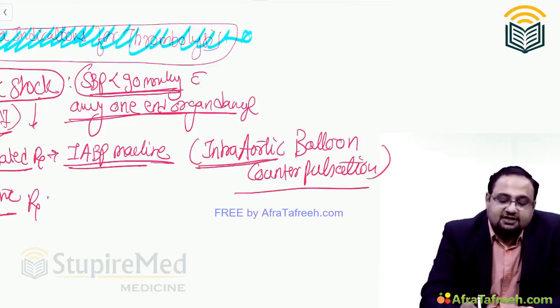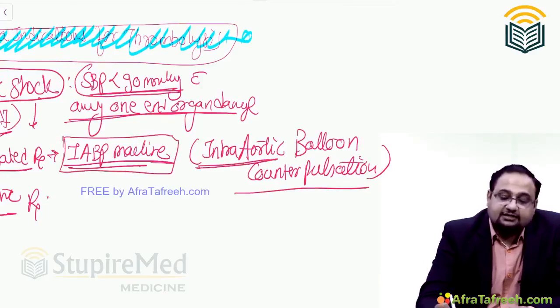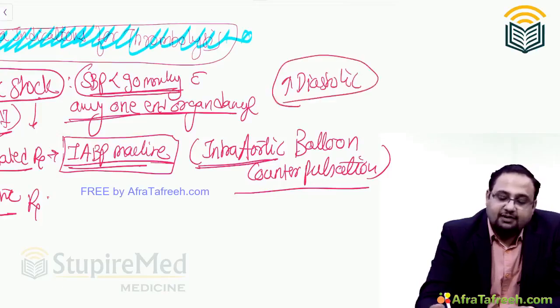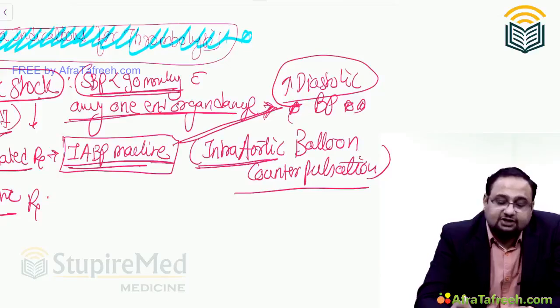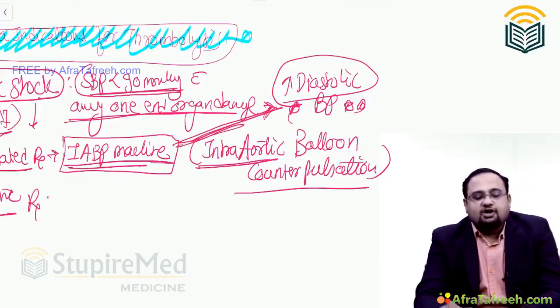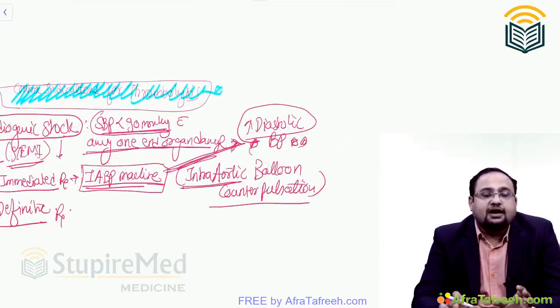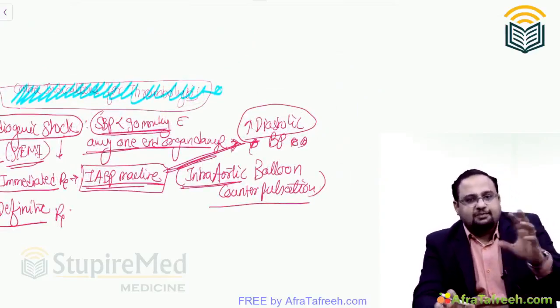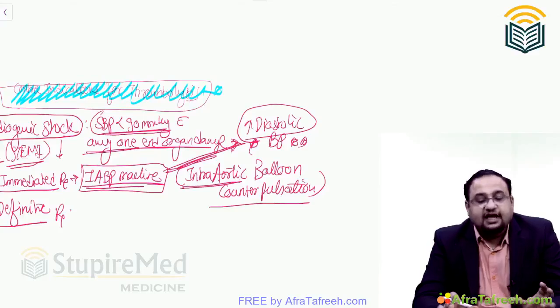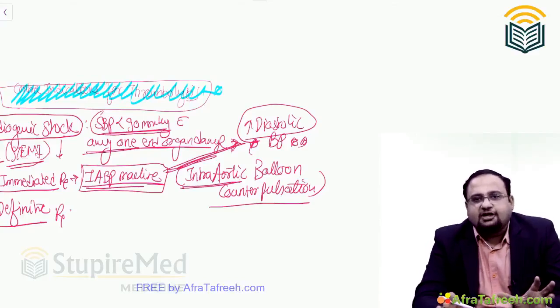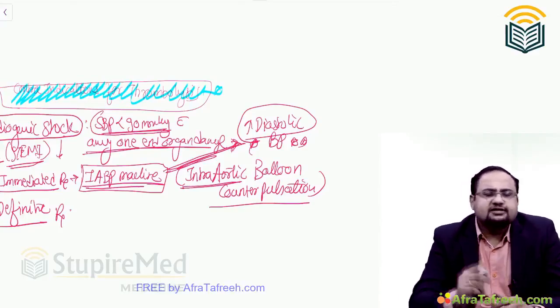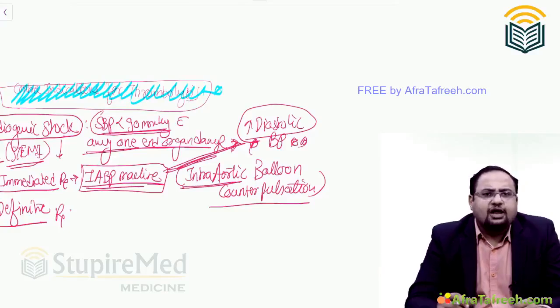It is one of the machines which will increase the diastolic blood pressure. How will it help? Can anyone tell me? This machine increases the diastolic blood pressure, but it does not increase the systolic blood pressure. Now you say, sir, the definition of cardiogenic shock is systolic blood pressure less than 90 mm of Hg with any one end organ damage. By using the intra-aortic balloon counterpulsation machine, you are increasing the diastolic blood pressure. How is that going to help?